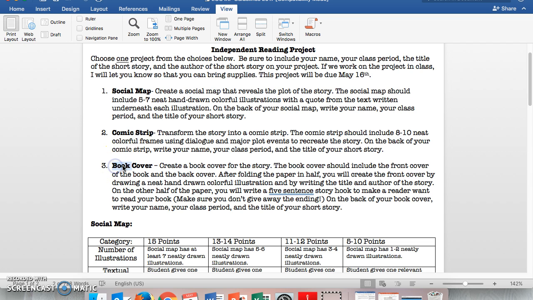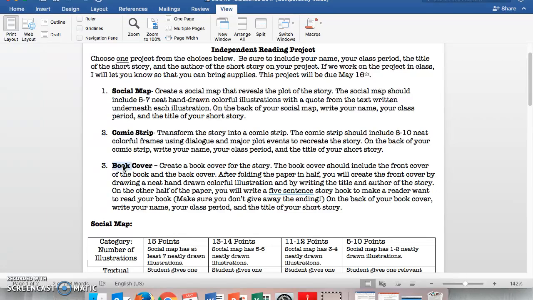Let's look at the last option. The last option is a book cover, and you can create a book cover for the story. You didn't actually get to see any illustrations, or if there even was a book cover for either of these stories, so that would be a cool option. The book cover should include the front cover of the book and the back cover. After folding the paper in half, you will create the front cover by drawing a neat, hand-drawn, colorful illustration and by writing the title and author of the story, because that's important.